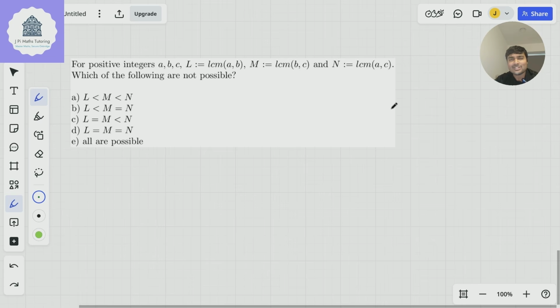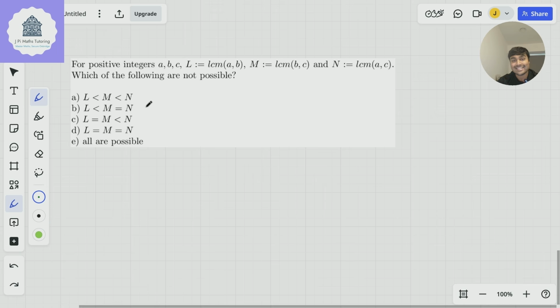I've got another problem which may or may not have come from the TMUA 2024 paper. For positive integers a, b, and c, capital L is defined as the lowest common multiple of a and b, m is defined as the lowest common multiple of b and c, and n the lowest common multiple of a and c. Which of the following are not possible?